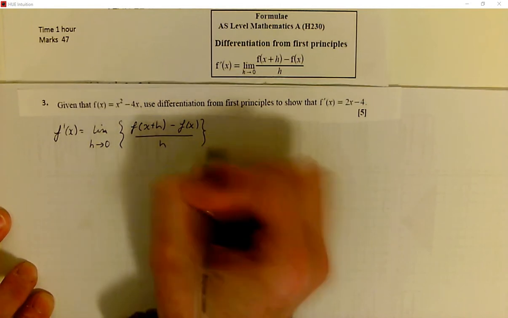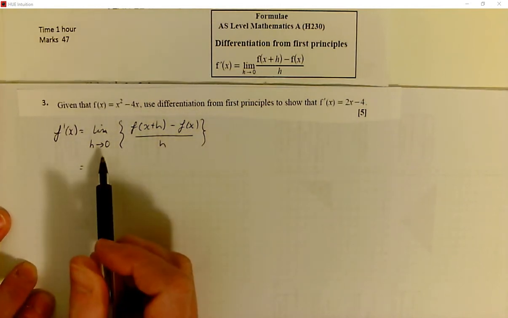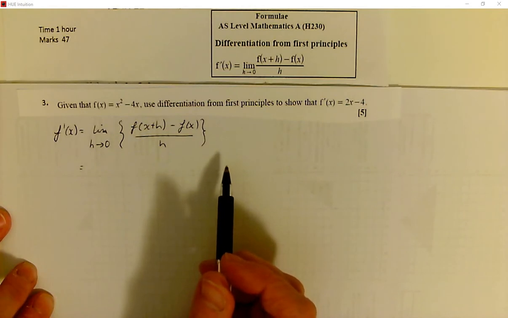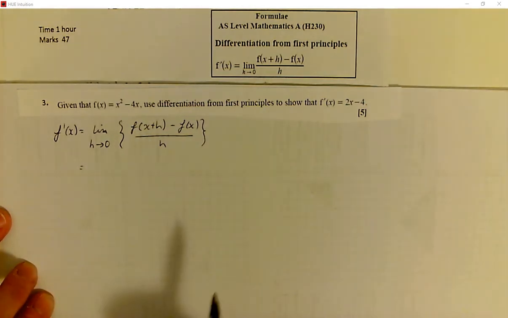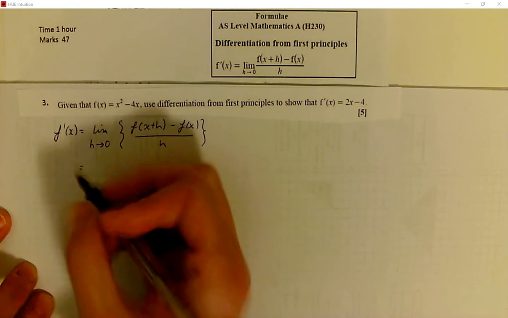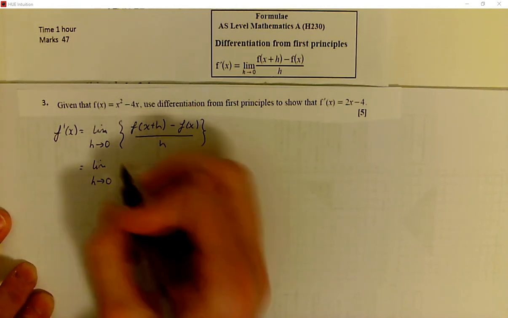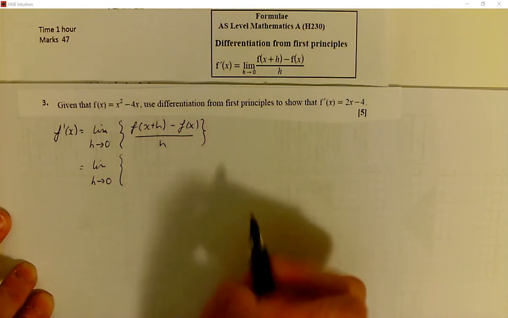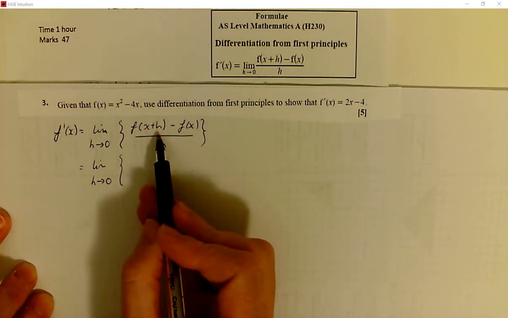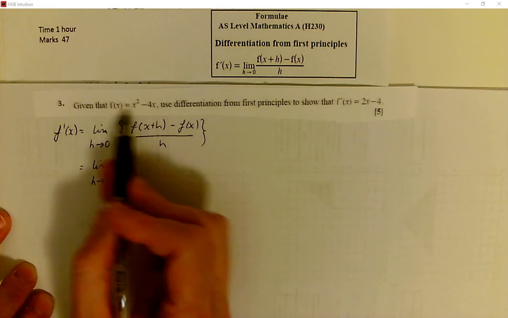Now you cannot miss out some of the writing. You have to do it. This is a real thorough justification. So the limit as h tends to 0, notice I'm not putting equals, I'm now putting my brackets. Now I'm going to replace this. So we've got f of x up here, haven't we?